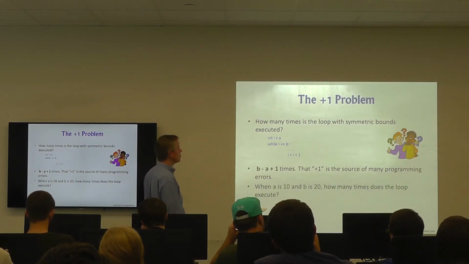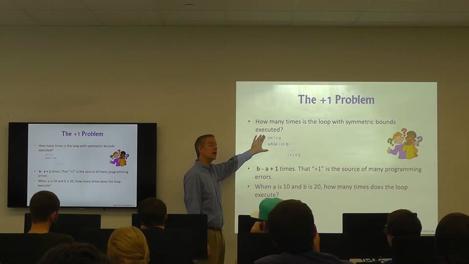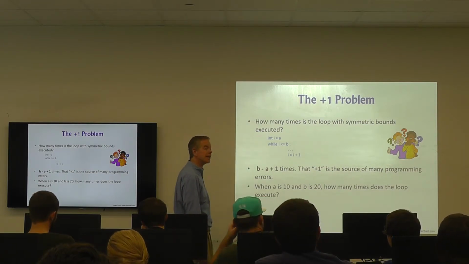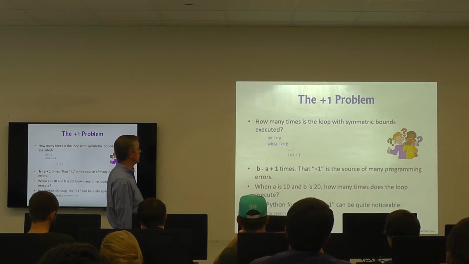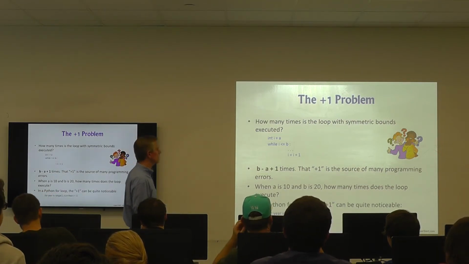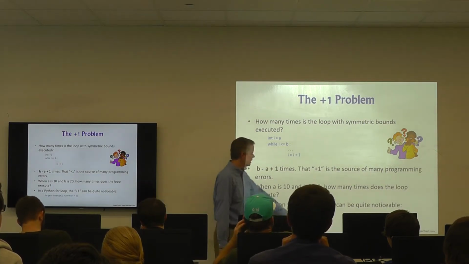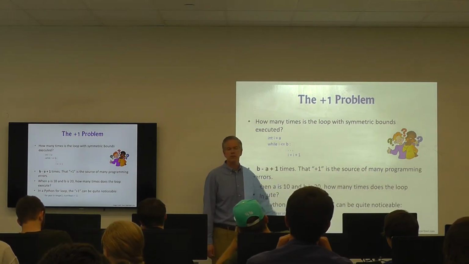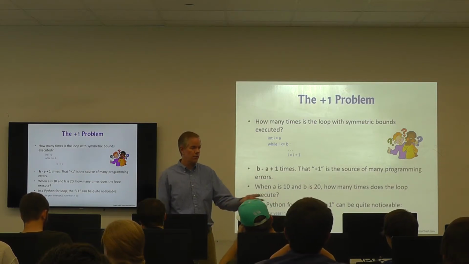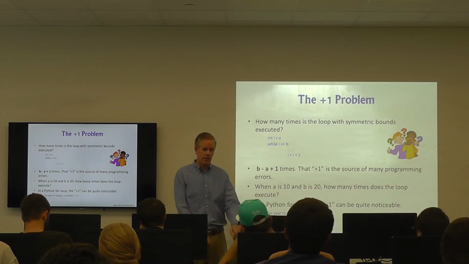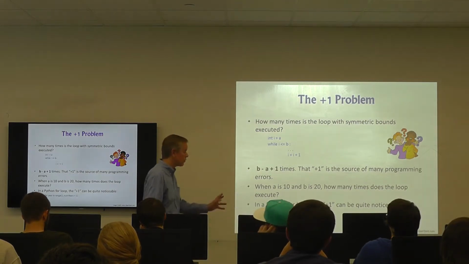When a is 10 and b is 20, how many times does this loop execute? 11. Yeah. Right? Not 10 times, but 11 times, right? In Python, for a for loop, the plus 1 can be quite noticeable. Okay? So if you're actually going to do the plus 1 and you're doing a for loop, it becomes real clear because you sort of document it. You put the plus 1. Otherwise, it's just going to butt up against it, right? So for that purpose, the for loop can be your friend.